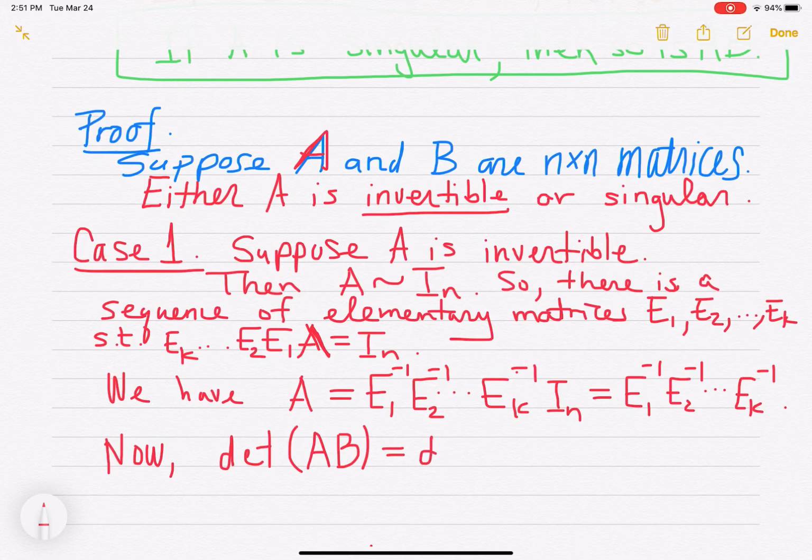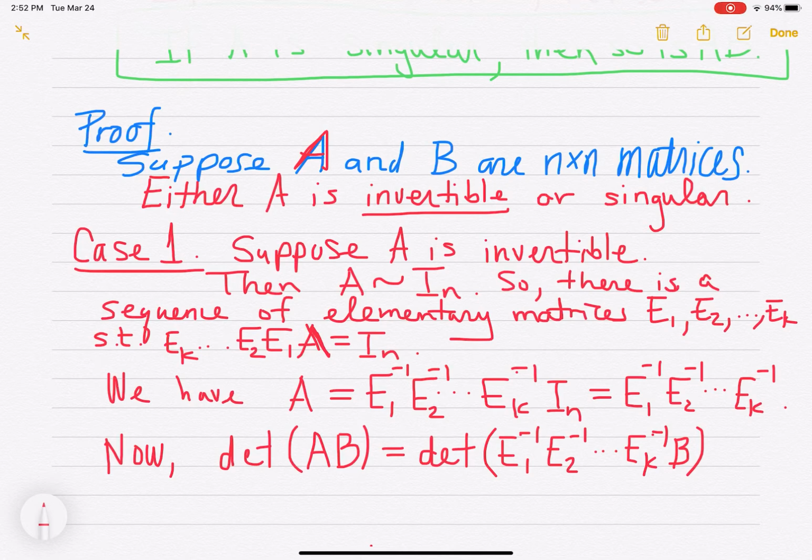So in place of A, I can put these elementary matrices, E1 inverse, E2 inverse, so on and so forth, EK inverse, and I'll just keep B as it is. So we have a bunch of elementary matrices that are multiplying on the left by B.